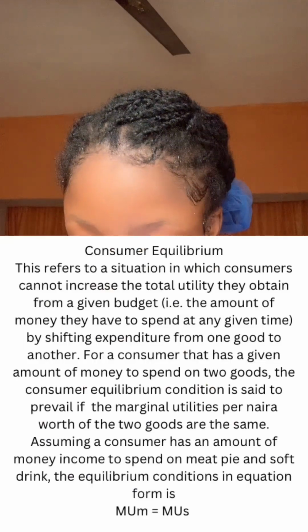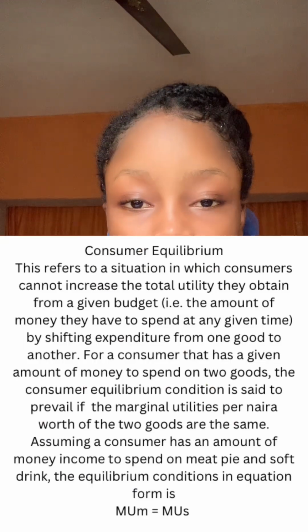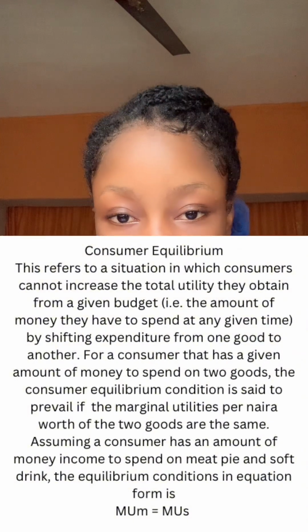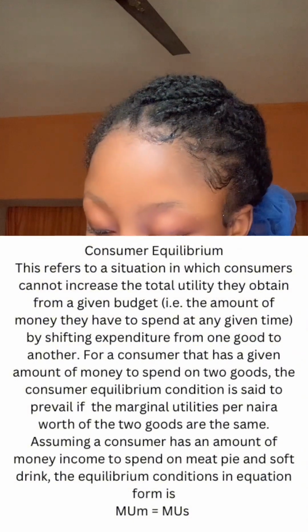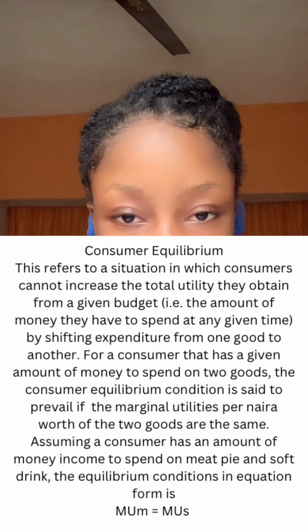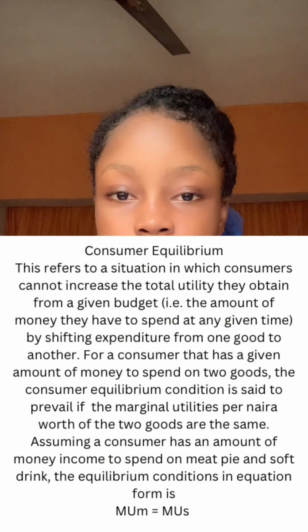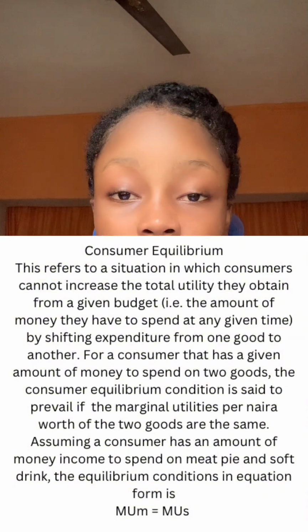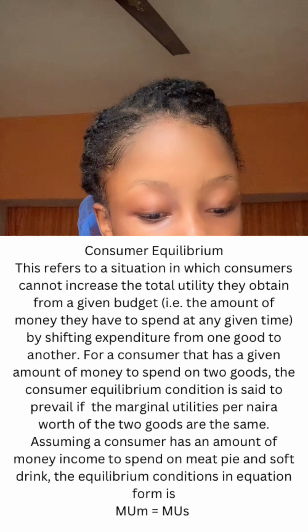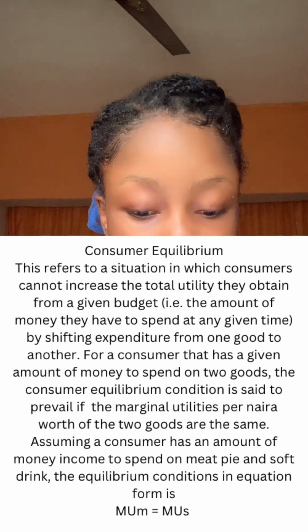Consumer equilibrium is basically that point we have before the curve started to decline. It is a point where total utility reaches its maximum, where the consumer cannot increase total utility obtained from a good given the consumer's budget. What is a budget? The budget is basically the amount of money a consumer has planned to spend at a given period of time.